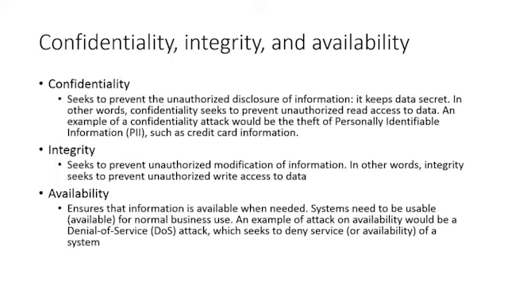Integrity. Now we are trying to prevent the unauthorized modification of information. So there are security models out there that protect our information from modification. In other words, integrity seeks to prevent unauthorized write access to data. You can't write anything to this data. You can't modify it in any way. It doesn't have anything to do with reading it. That's confidentiality, because that's where we're trying to keep it private. Integrity seeks to stop or help prevent unauthorized write access to data.